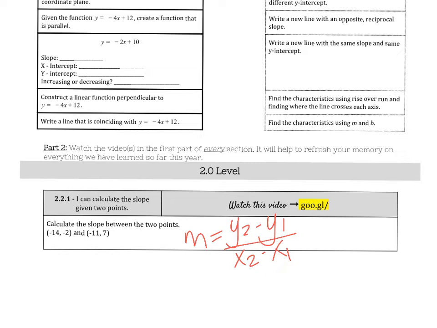So our first point we're going to label x1, y1, and then our second point x2, y2. Now that I have those, I can go ahead and plug them into my formula. So my y2 is 7. Then I have minus from the formula, so minus. My y1 is negative 2 over. Then I have x2, which is negative 11, minus x1, which is negative 14.